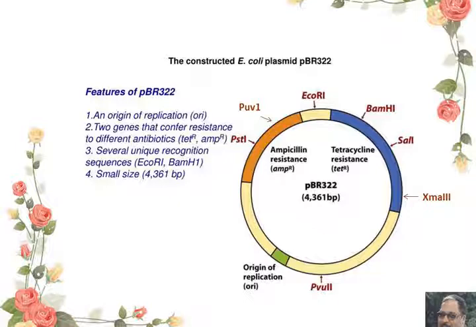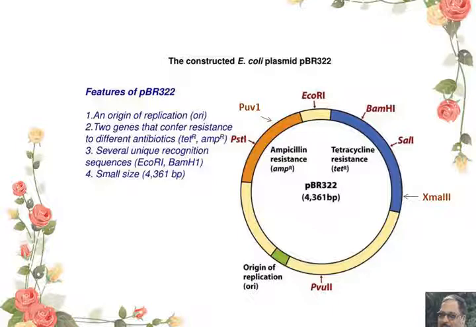Now, let us see the structure of pBR322 plasmid. Now, this slide shows you a diagrammatic image of the plasmid pBR322. This plasmid was identified by Bolivar and Rodriguez in the year 1977. Hence the name pBR, where p stands for plasmid, B stands for Bolivar, R stands for Rodriguez, and 322 stands for the strain.